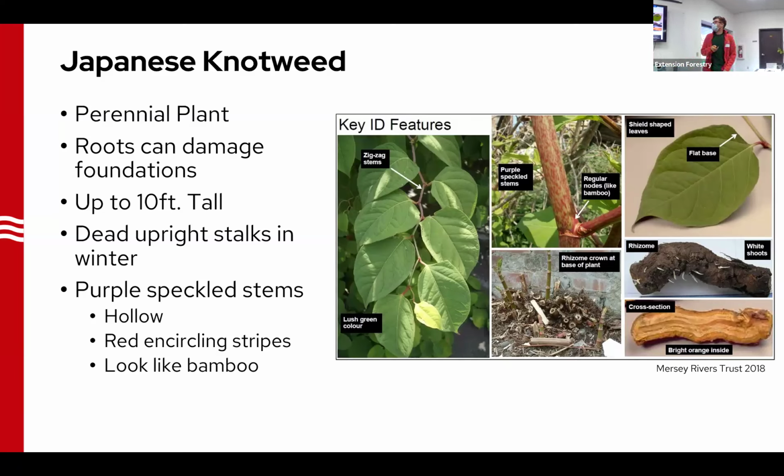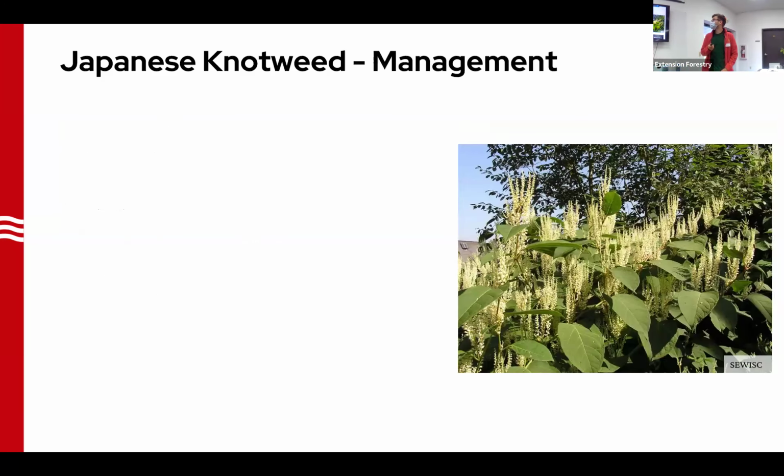We can identify it with the purple speckled stems that it has. It's also going to have hollow stems. These leaves are going to be pretty indicative: these shield-shaped leaves with a flat base to the edge. And we look for those white flowers as well. And I like to think of this plant as really resembling bamboo, especially when it's really young and growing up.